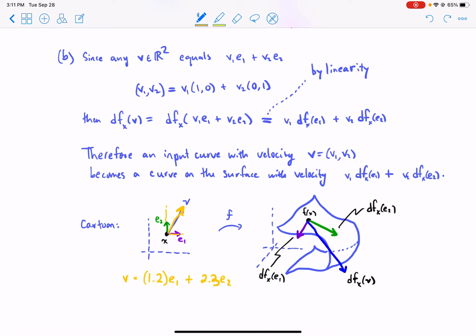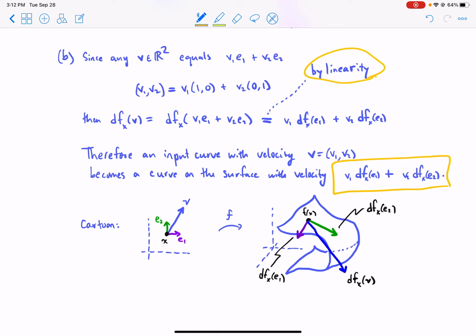Then what I do is I go 1.2 of the purple, and then I move 2.3 of the green. Anyway, my picture's not super great, but you just do the same linear combination of this purple and this green. So I'm going to try to get rid of all this orange. Therefore, an input curve with velocity v becomes a curve on the surface with velocity this. And that's my answer.